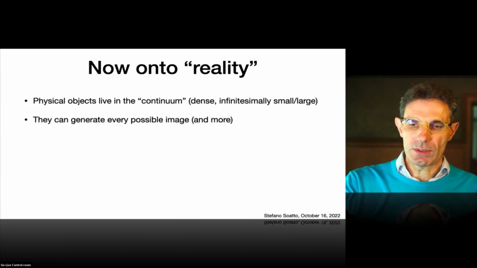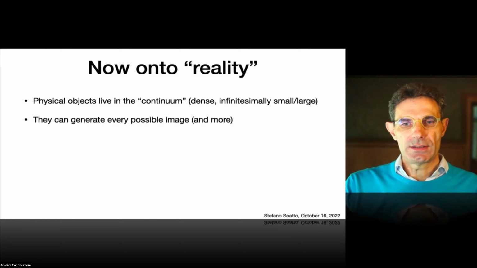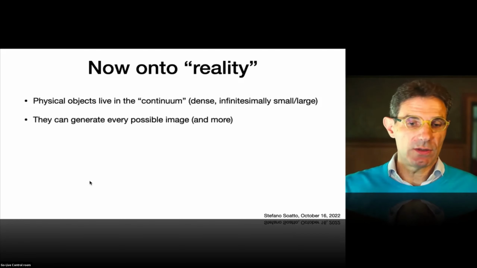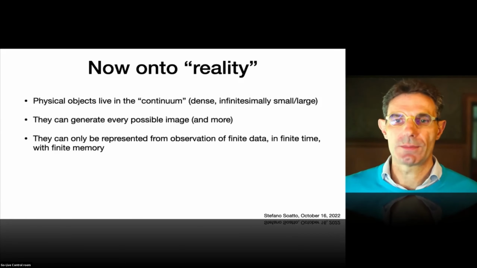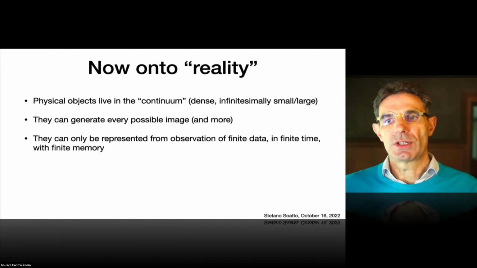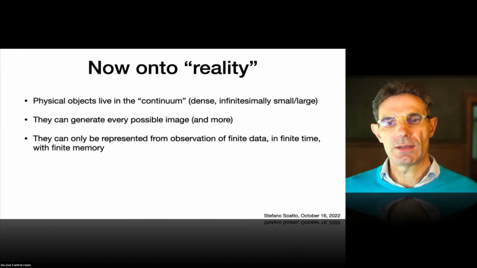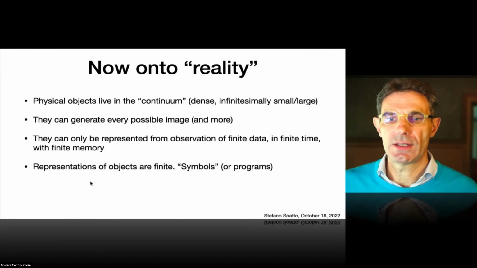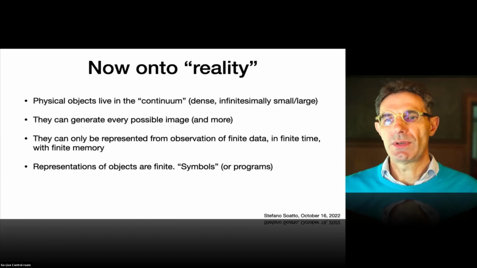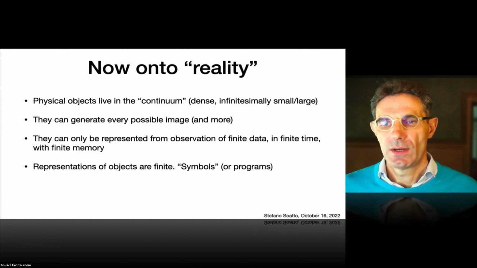And even if I sample images on discrete time intervals, those intervals can land on a dense trajectory. And so I can generate every possible image, even with just one particular scene and more. Okay. Now, of course, objects can only be experienced through observation of finite data and can be stored with finite resources of memory computed over finite time. And so the question of reality is really, can we represent in our head or in the weights of a deep network, scenes, which are essentially infinite objects, with discrete entities.